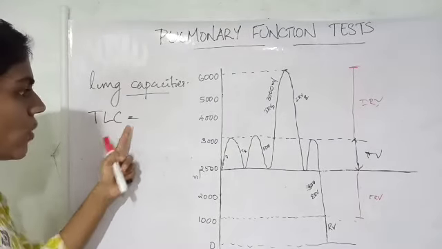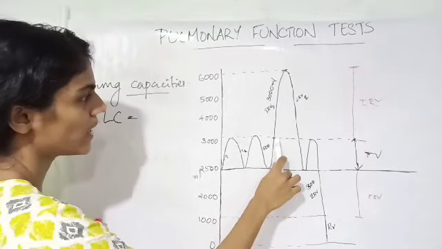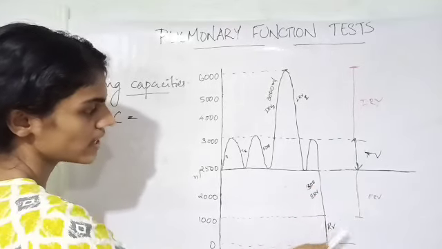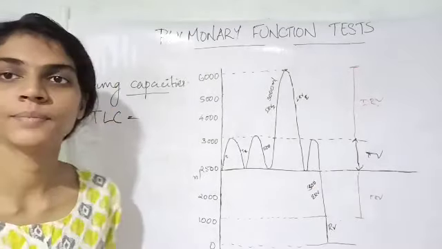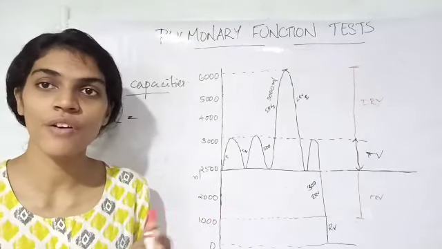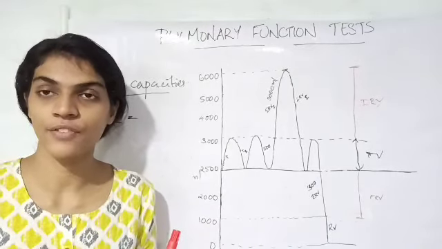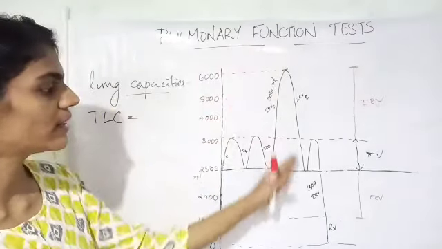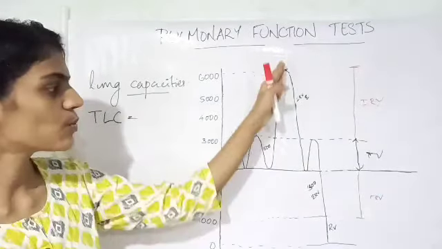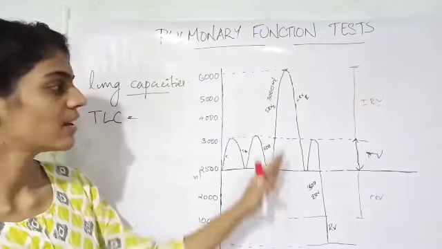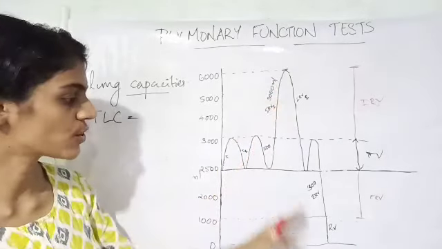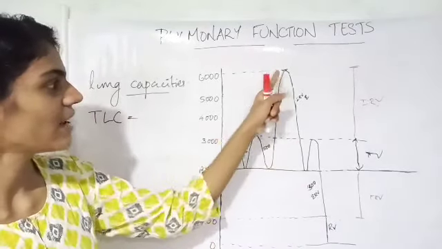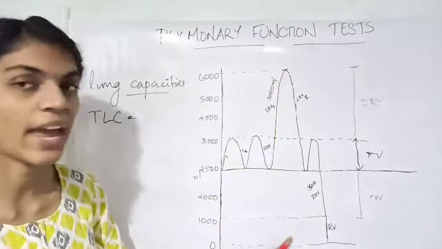Total lung capacity equals tidal volume plus inspiratory reserve volume plus expiratory reserve volume plus residual volume. All the volumes of air together form the total lung capacity. That means the lung can hold this much air. The lung is performing all these functions, all this movement of air, and it also has a residual volume inside it, right? So the lung is the one that holds this much air.